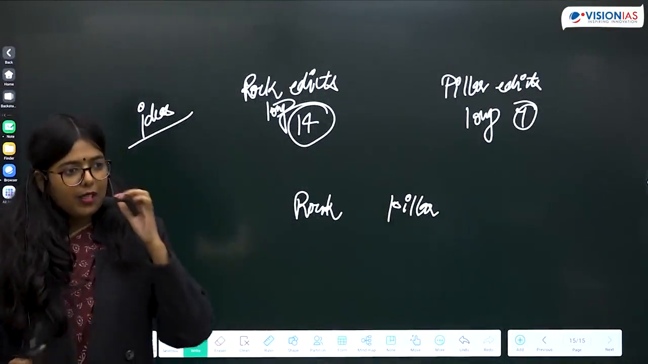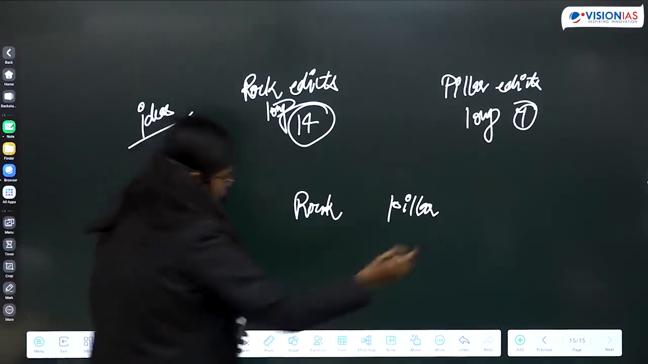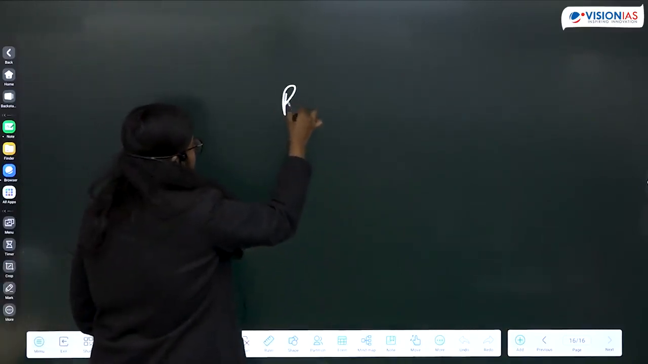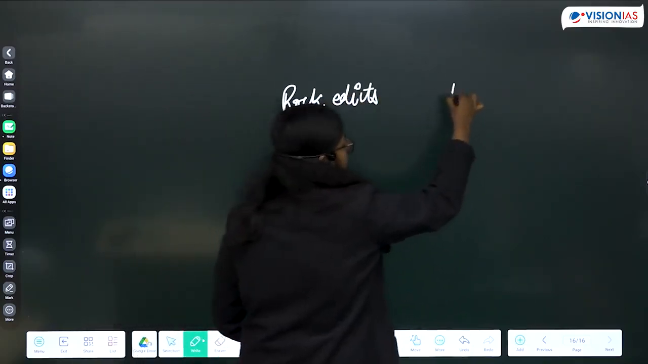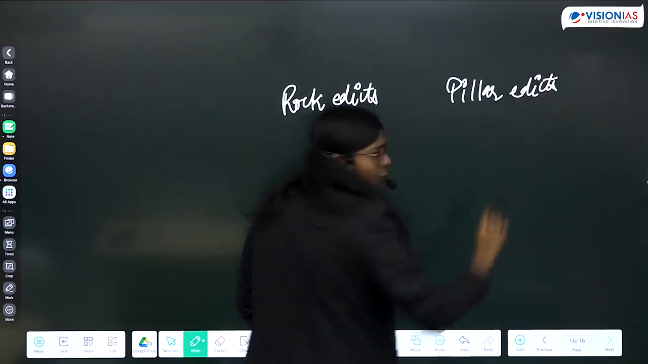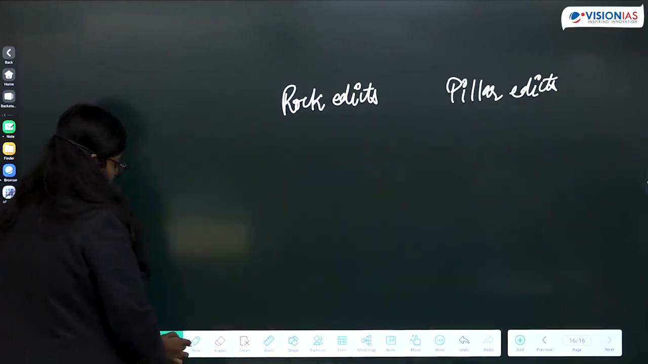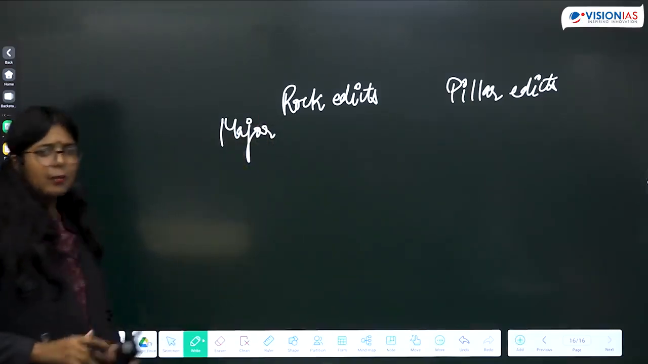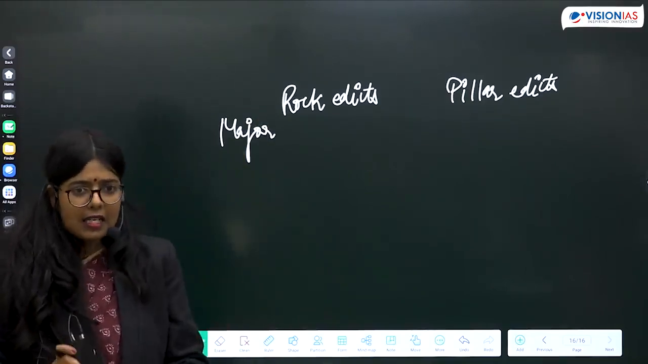Okay, so we were talking about Ashokan inscriptions. Let us continue our discussion. When we are talking about them, they are rock edicts and pillar edicts. The ones that we have discussed are major rock edicts and major pillar edicts. So here we understood the language and script.